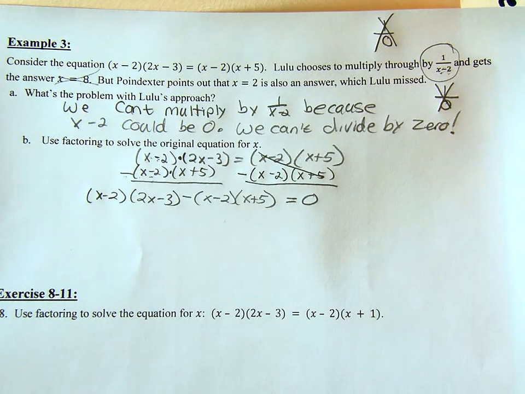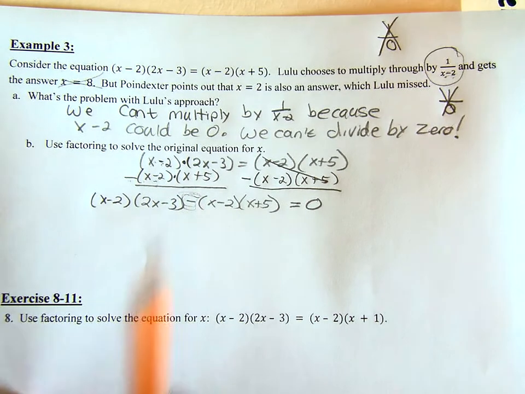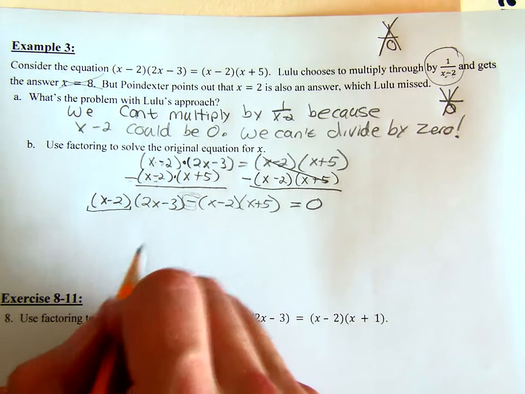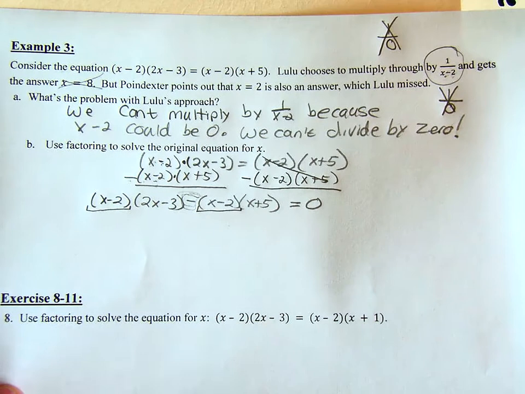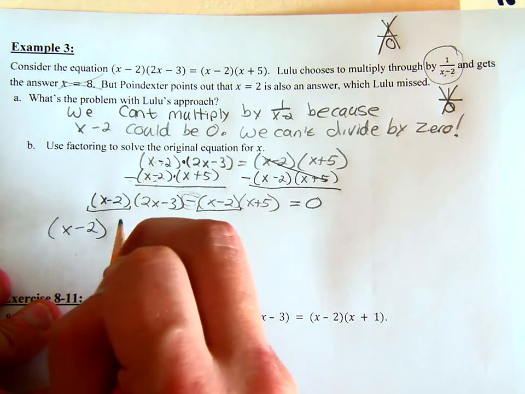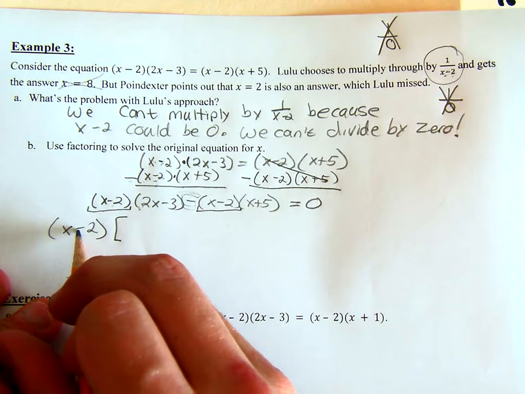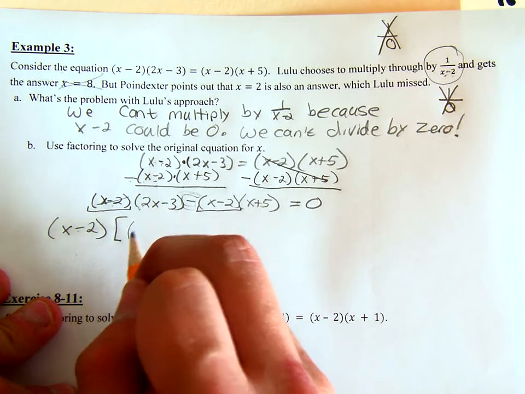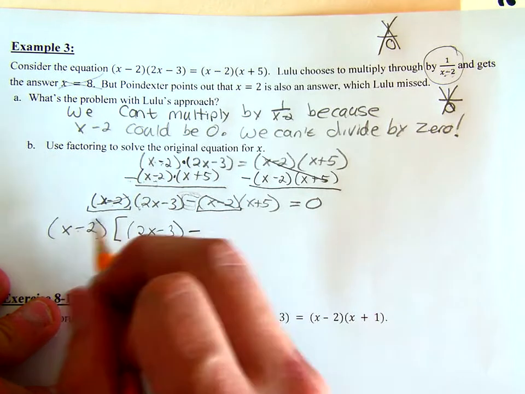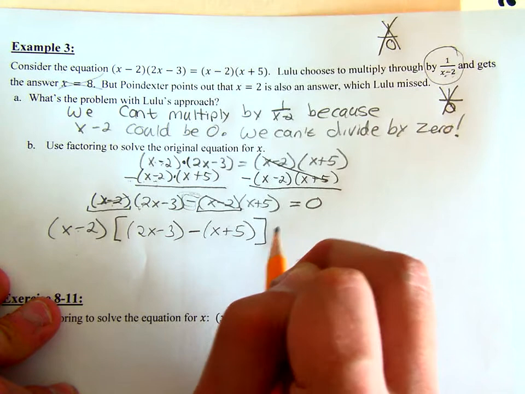So now if we look at this, do we have multiplication in the middle? No, we have subtraction. So if we have subtraction in the middle, we have to factor out what's common. What's common between the two? This x minus 2. So let's factor out that x minus 2. So I'll have x minus 2, and then I'm just going to create a bracket. And if we divide out x minus 2 here, it will cancel. So inside we'll have 2x minus 3 minus, and if we subtract away this x minus 2, we'll just be left with x plus 5 is equal to 0.